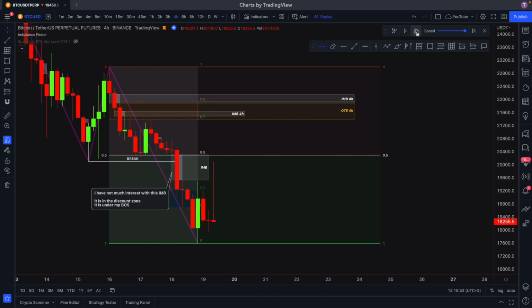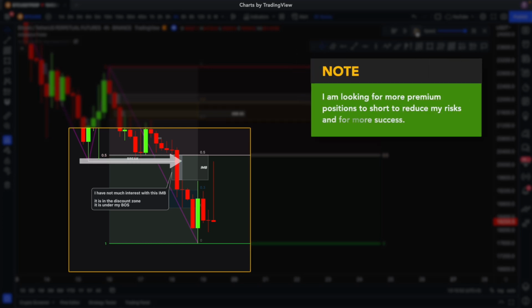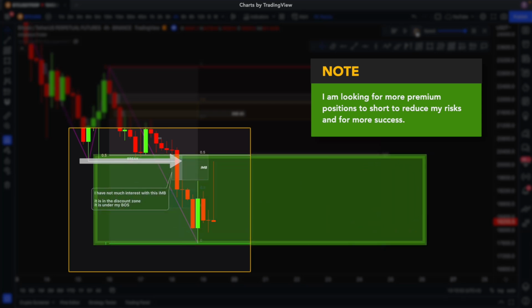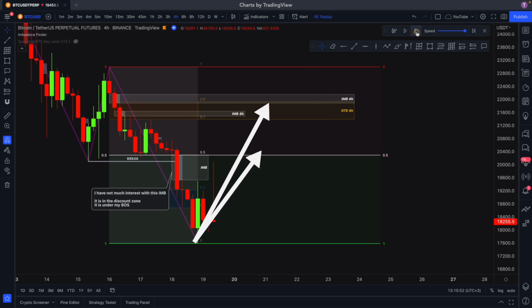Let's see what we have here. First of all, I ignored this giant imbalance for a possible short position because it's under my break-off structure and it is also in the discount zone. I want to sell my house for 250k, not 150k. However, sometimes prices react to it and sharply drop. You can never know that. I sometimes use them, but it is not the best place to short.